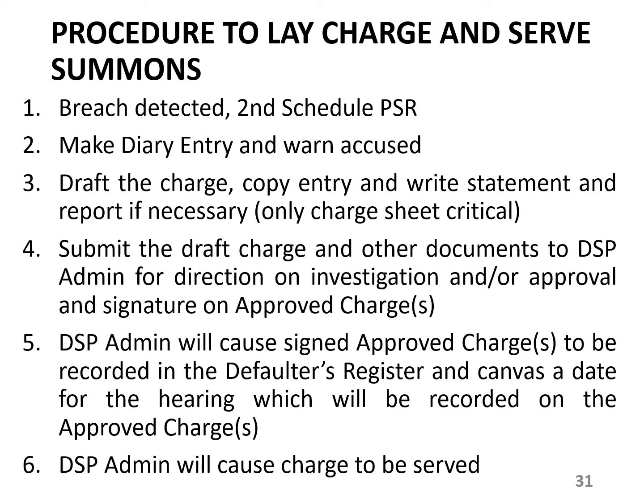Number five, the admin officer will cause signed approved charges to be recorded in the defaulters register, which is located at the divisional headquarters, and then canvass a date for the hearing with the divisional officer. And the date of the hearing will be recorded on the approved charge. Number six, the admin officer will cause the charge to be served on the member.